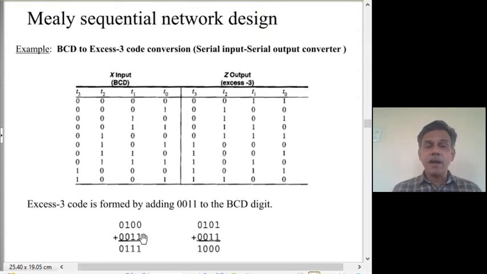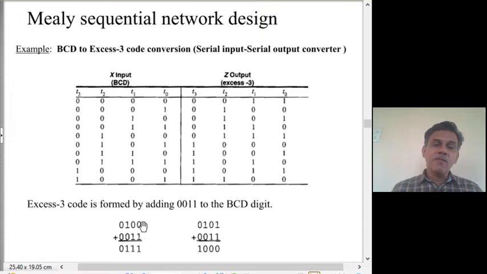For that, we should keep track of which bit addition we are currently in, whether we are in adding the 0th bit or the first bit or second or third bit. So, the machine should remember it, and therefore, it has to be a sequential circuit.